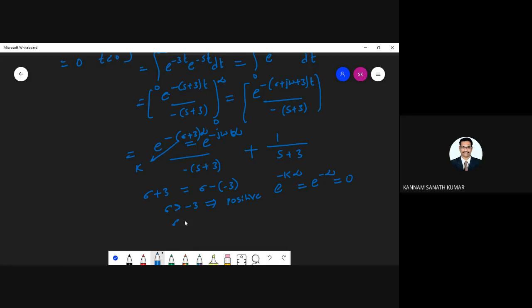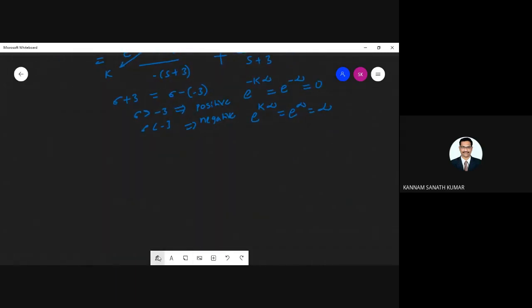So when sigma is less than minus 3, sigma plus 3 becomes a negative value. So the minus of minus becomes positive value. So that means you are getting e power k infinity, so e power infinity. So this becomes infinity. So the given function converges for sigma greater than minus 3. So you have to apply the limits. So after applying the limits, what are you getting?